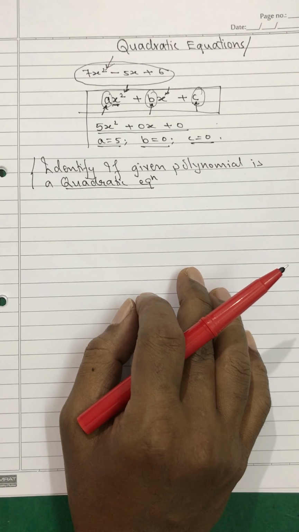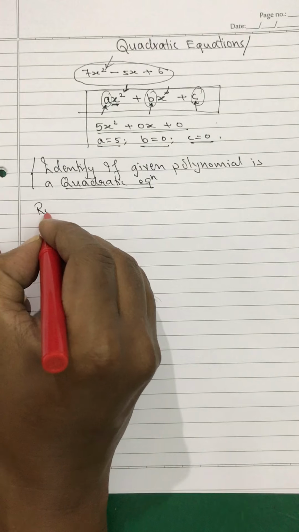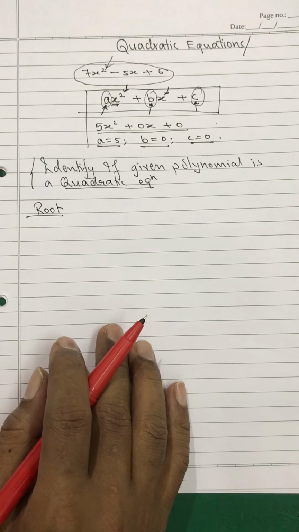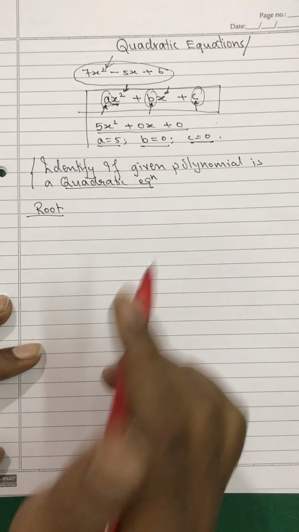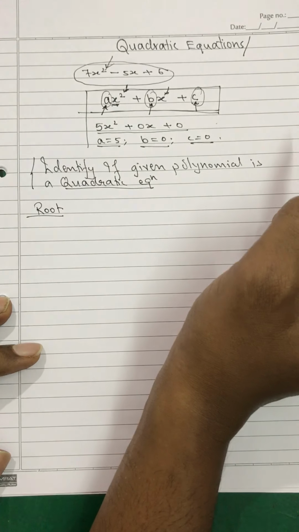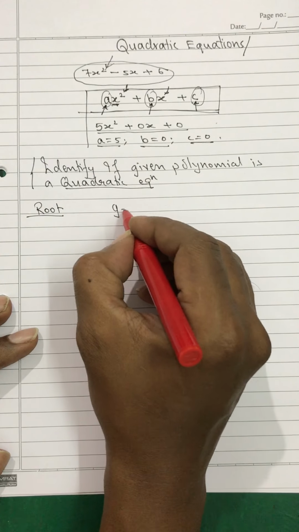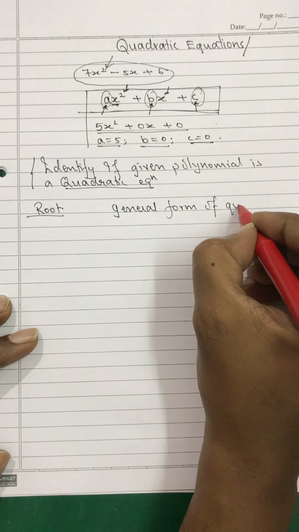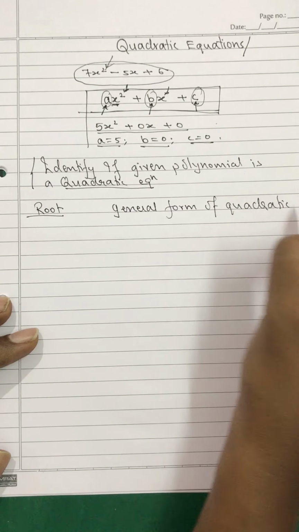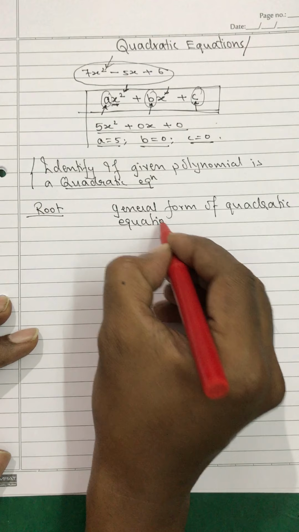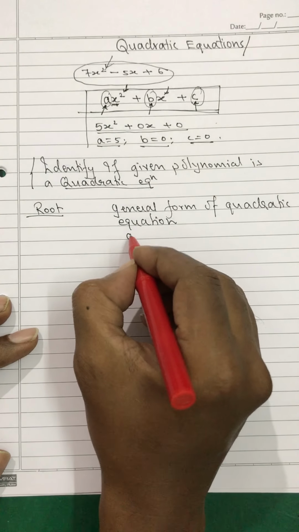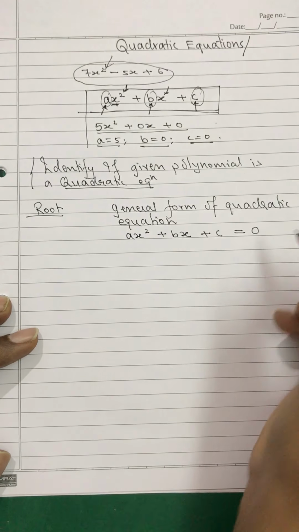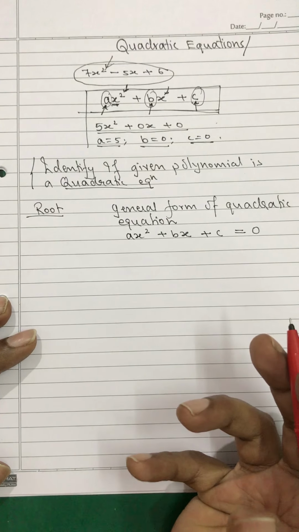Now comes the next topic, the root of the quadratic equation. The root of the quadratic polynomial, if you consider, is only ax square plus bx plus c. But the general form of a quadratic equation will definitely have a left hand side and a right hand side. It will always be ax square plus bx plus c is equal to 0. Now what is the root of the quadratic equation?